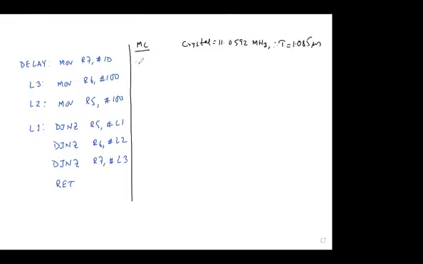Now, most of you already know how many machine cycles are needed for each instruction. For move, how many machine cycles do we need? Sir, 1. Exactly. So for all the moves, we have one machine cycle. For DJNZ, how many machine cycles? 2. Exactly. And for return we need another 2. This information will be provided to you by some way or other. So now you can calculate the exact delay. How do you calculate the exact delay in seconds?